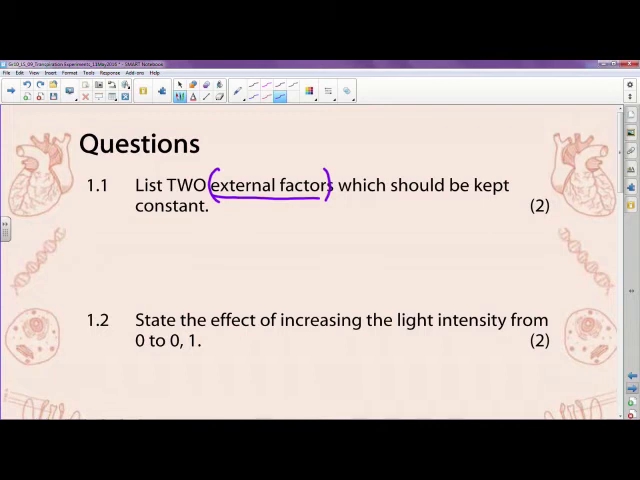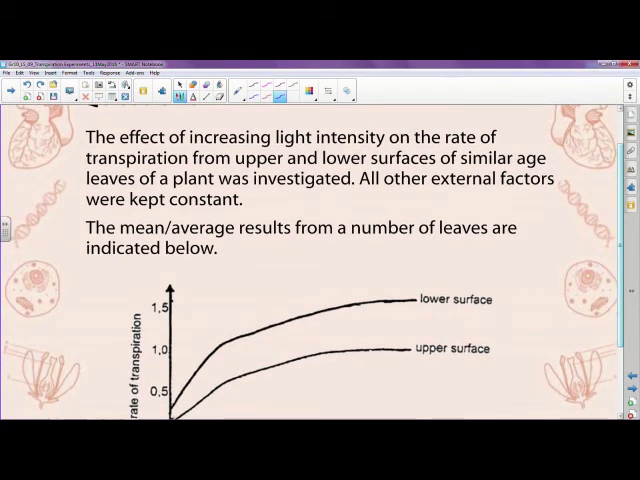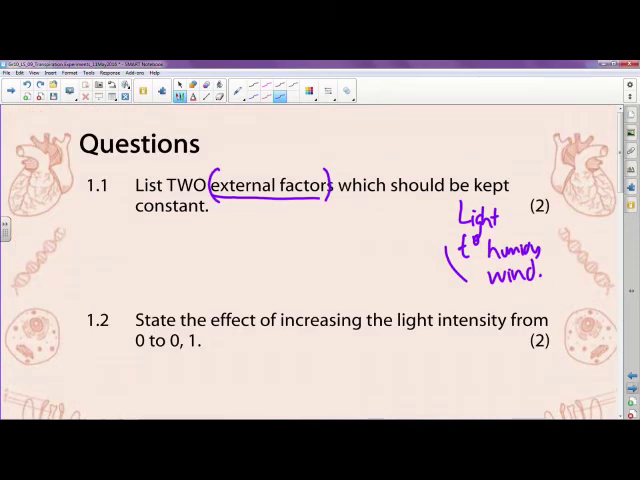Now, we've just done it. The external factors were light intensity, temperature, humidity, and wind. Now, it says list 2 external factors. If we go back to our diagram, I hope you didn't write light intensity, because what are we trying to see? We actually want to change light intensity. It says all other external factors were kept constant. Constant means the same. So if you answered light intensity, that was incorrect, because that is what we're actually changing.